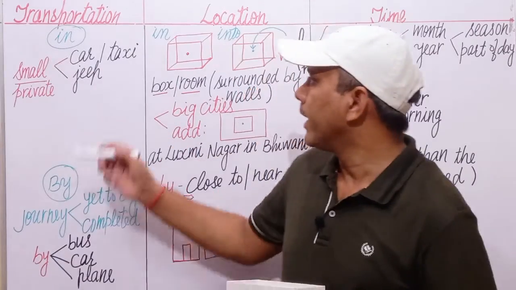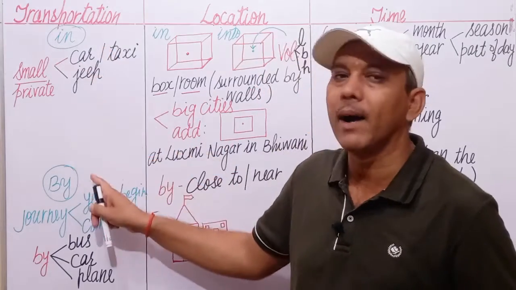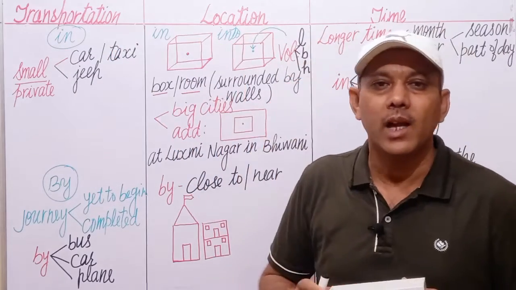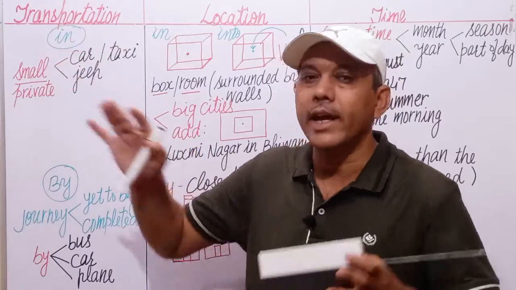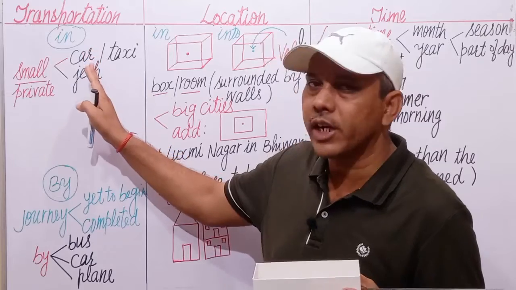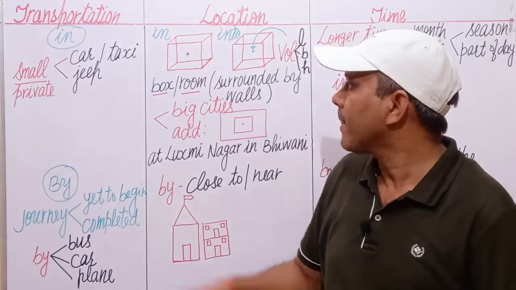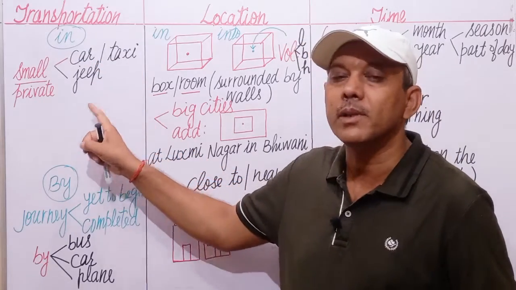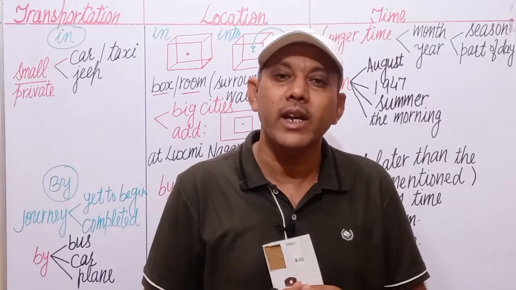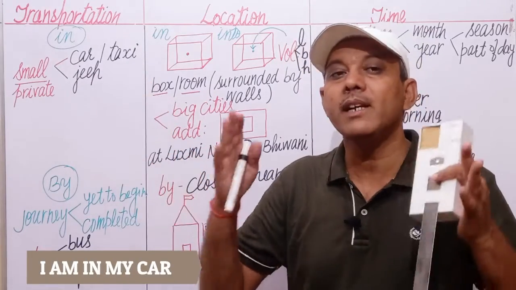Next preposition is in and by. Where do we use in and by in case of transportation, location, and time? As far as preposition in is concerned, in is used in case of transportation for small and private vehicles. For example, car, taxi, jeep. These are private vehicles, not public, and these are small sized vehicles. Where are you? I am in my car. Where are you? I am in my taxi.